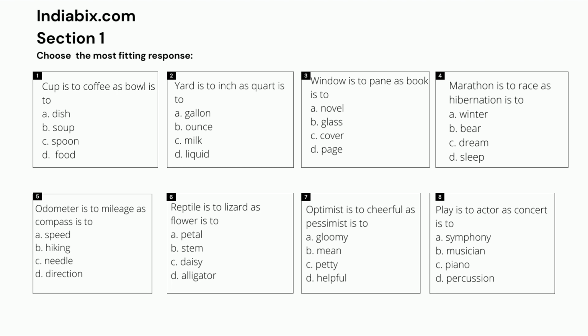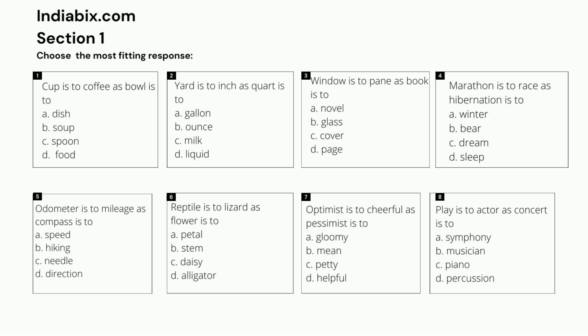Item six. I'm just giving you some time to have a good look at what's before us. You look through that one and see if you can find the best response to that one. Let me know. Reptile is to lizard as flower is to... Let's break that apart. Reptile is to lizard as flower is to... Daisy. See. Oh, it's daisy.